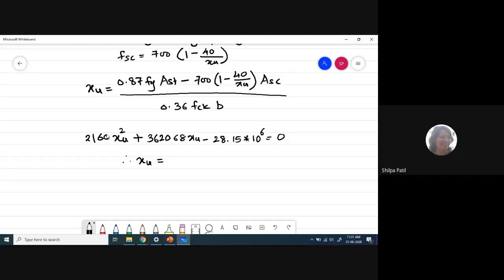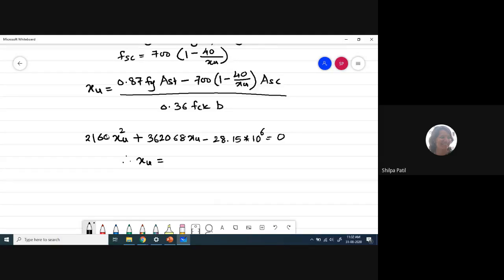Have you got the same equation? Students? Hello? Are you there in the class? Yes, ma'am. So have you got the same equation? If not, do these calculations later on and check whether you are getting the same equation or not.